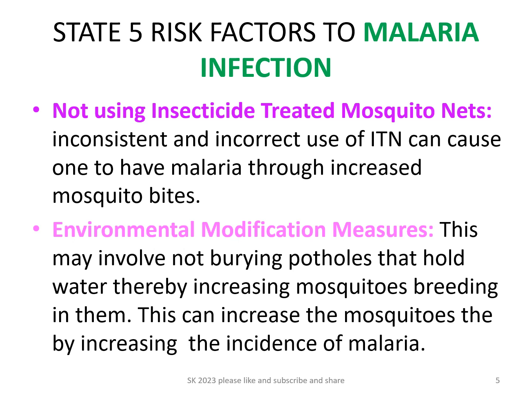So this you have mentioned. Then you need to give a brief description to get your 3 marks out of 15. Remember, each point out of 15 is worth 3 marks. Inconsistent and incorrect use of ITNs, that is insecticide treated nets, mosquito nets, can cause one to have malaria through increased mosquito bites. If you are inconsistent in your use of the mosquito net as well as incorrect use, your chances of having malaria will increase.